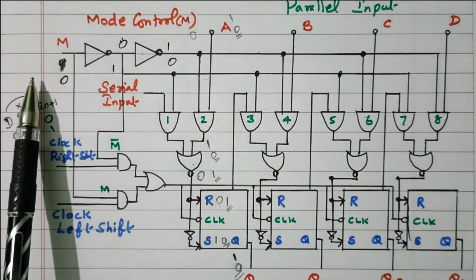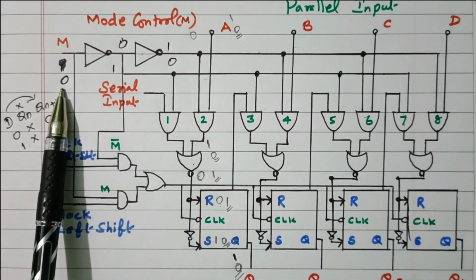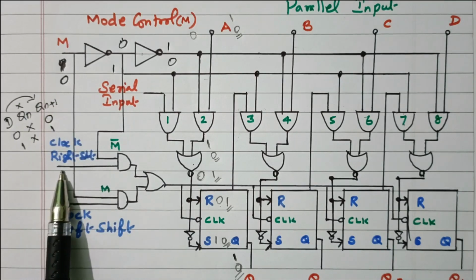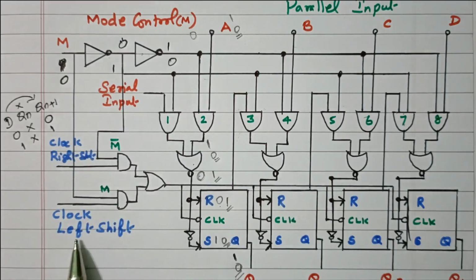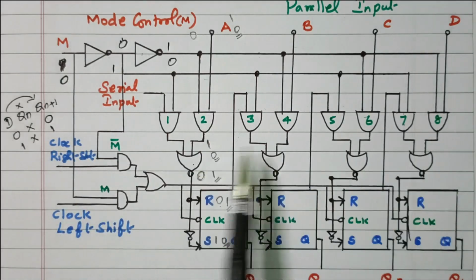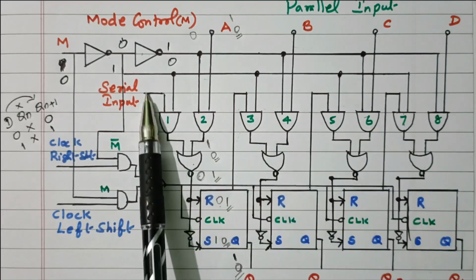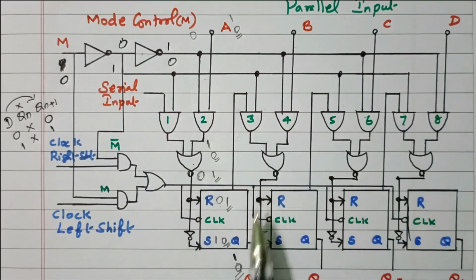So M equal to 1 means parallel loading. M equal to 0 means right shift or left shift. If the clock pulse right shift is given, it will perform the right shift operation. If the clock pulse left shift is given, it will perform the left shift operation. We need to modify these lines. This serial input should apply here, right? We need to redraw the diagram.